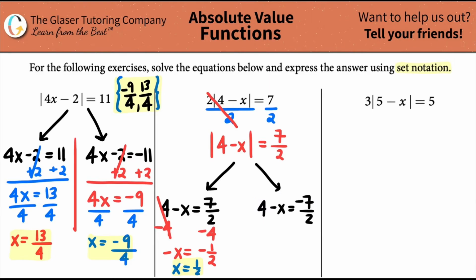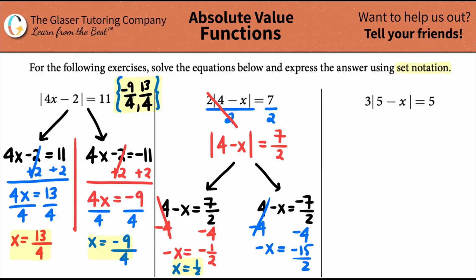So let's see. Minus 4 on both sides. Negative x equals, and this cancels, negative x equals negative 1/2 minus 4. So I think that's negative 15 over 2. Let's just see. Yes, negative 15 over 2.